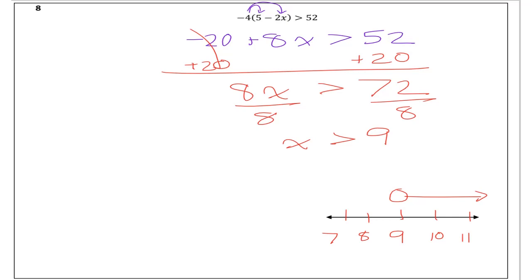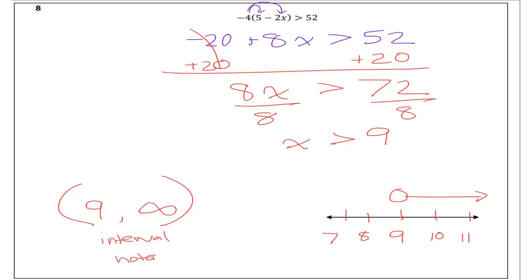And my final interval notation, graph starts at 9, ends at positive infinity. 9 gets a parenthesis because of that open dot. Notice it's almost like half an open dot right here. And then infinity always gets a parenthesis as well. That is my final interval notation.